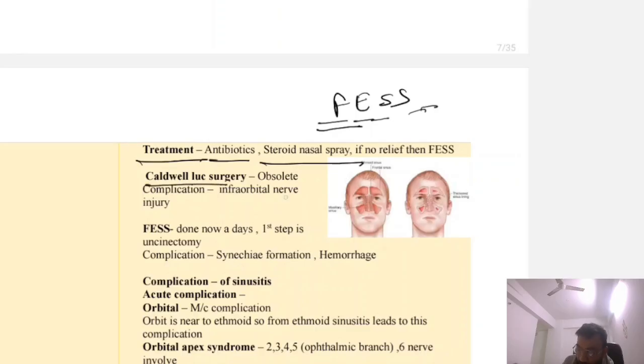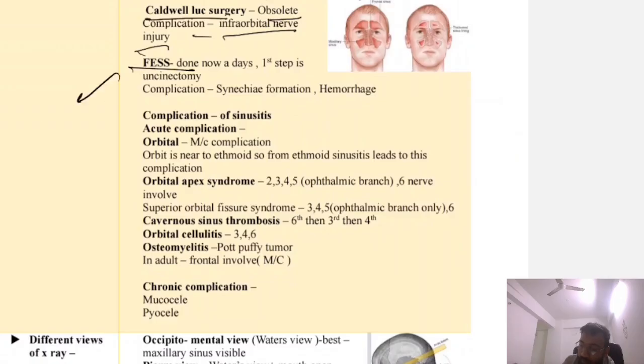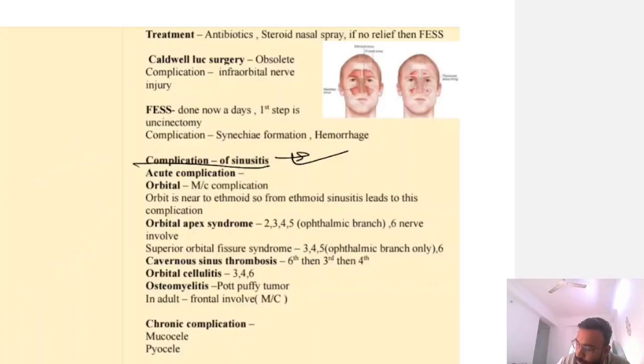Caldwell-Luc operation is obsolete; it is not done now. Caldwell-Luc operation leads to infraorbital nerve injury. Now we have done away with it, and we are doing functional endoscopic sinus surgery. So next is complications of sinusitis.